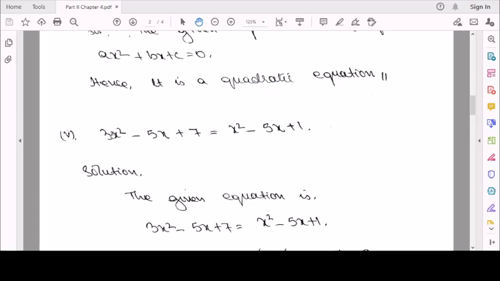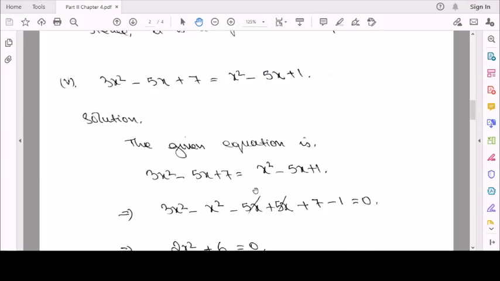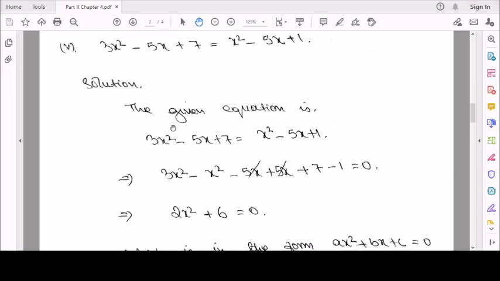Now we have to simplify this first, and after that we can say whether it is a quadratic equation or not. The given equation is 3x square minus 5x plus 7 equal to x square minus 5x plus 1. What you'll do here is take the right hand side to the left hand side, but you need not take all of them. You look for the similar terms and group the similar terms together.